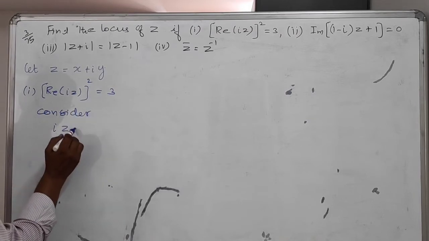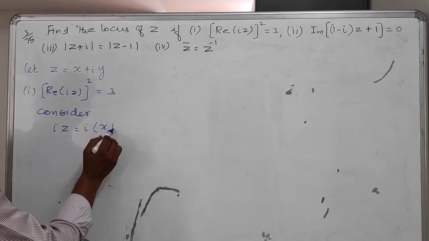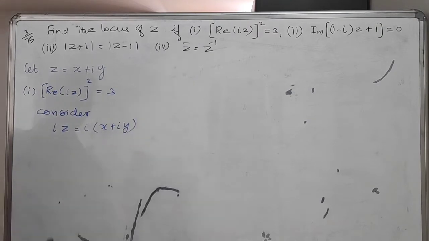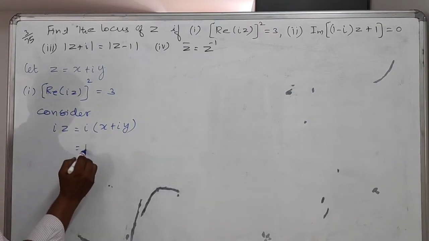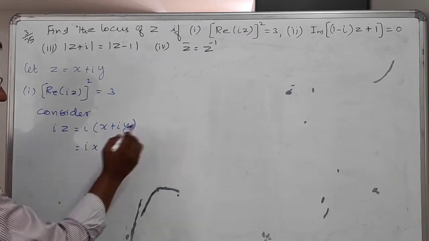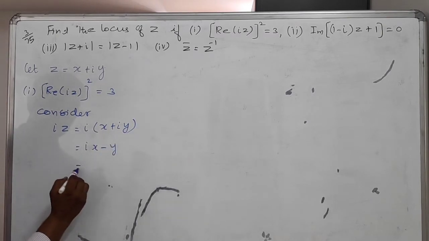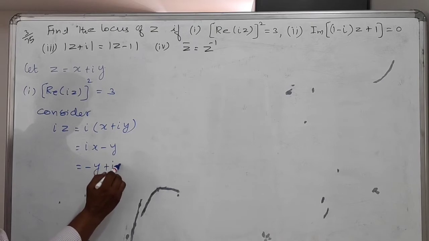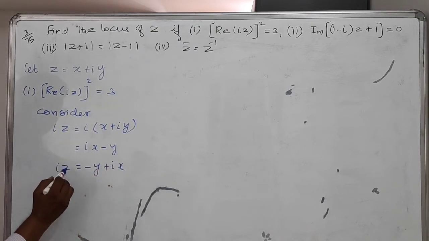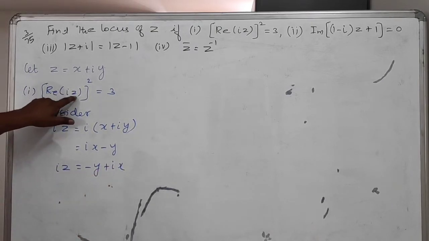Consider iz. iz is equal to i into x plus iy, which is equal to ix plus i square y. Since i square is minus 1, you can write minus y plus ix. This is iz. The condition is the real part of iz, whole square.